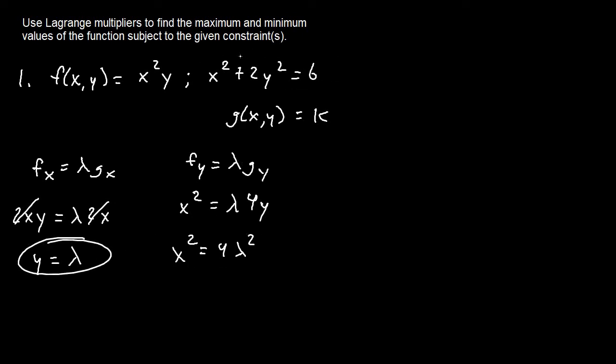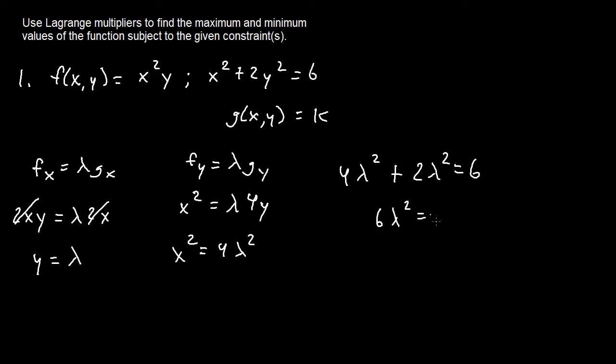Now we can substitute both of these equations into the given constraint. Notice x squared does equal 4 lambda squared, so I'm going to replace x squared with 4 lambda squared. So we get 4 lambda squared plus 2y squared. Now y equals lambda, so if I replace y with lambda, we'll get 2 lambda squared. That's going to equal 6. Then 4 lambda squared plus 2 lambda squared is 6 lambda squared, and that's going to equal 6. So go ahead and divide both sides by 6. Lambda squared equals 1. Then lambda will equal plus or minus 1.